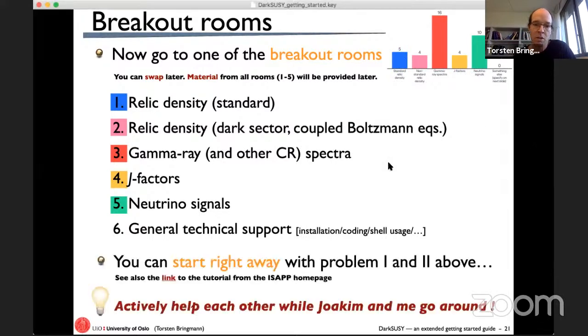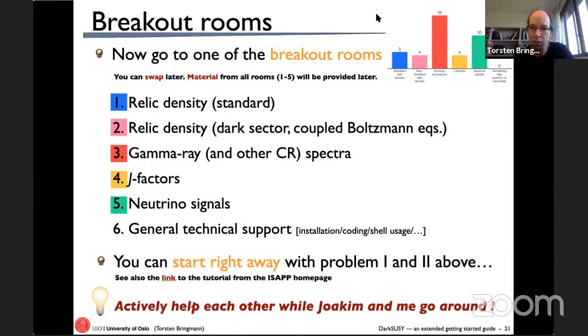So you can just go there, and this will be common to all breakout rooms, start with these problems 1 and 2 that I've already introduced. You can start right away, and then Joachim and I will start to go around and see whether there are any concrete problems, concrete questions that you have, and try to help you. As I said, there's also this additional breakout room, general technical support, I call it. Any more technical questions that you want to take up, this is a possibility, or afterwards in the session after the tutorial.